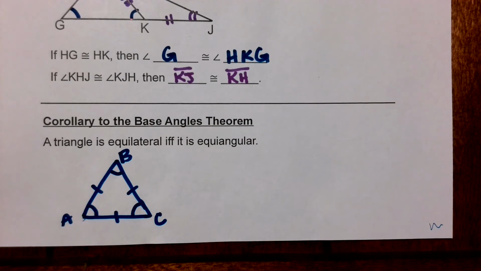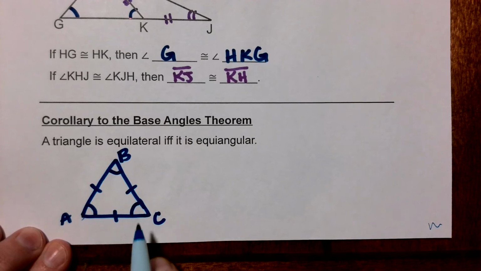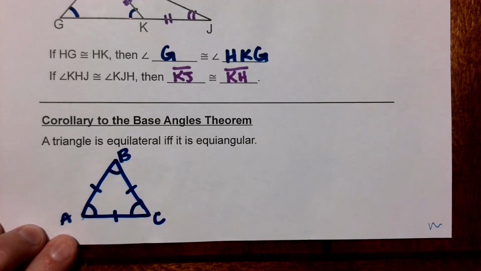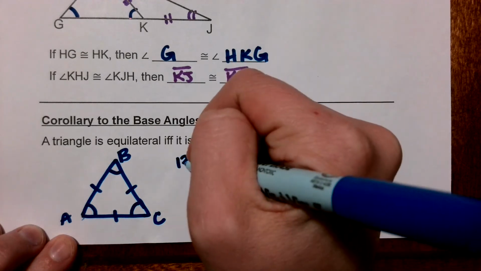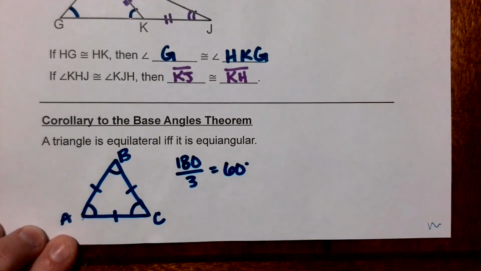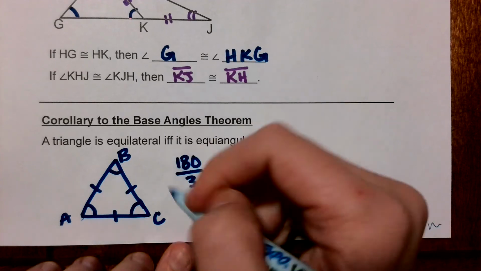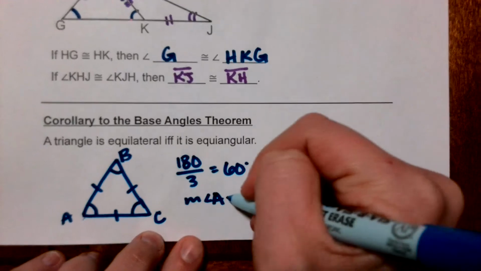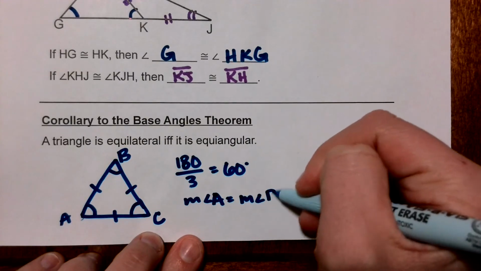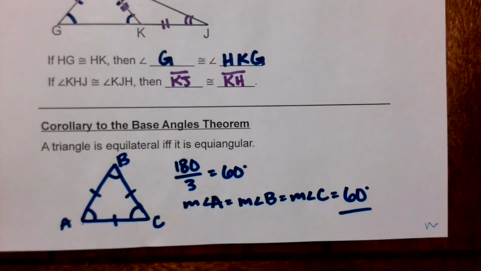This also means that, I think we brought this up yesterday, whenever I have an equilateral triangle, not only do I know that it's equiangular, but I know what the measures of each of those angles are. Because I know that the sum of the interior angles is 180 degrees, and there are 3 of them, so each of those angles has to be 60 degrees. So automatically when I see an equilateral triangle, I know it's equiangular and each of those angles equals 60 degrees. So your measure of angle A, measure of angle B, measure of angle C, all equal 60.